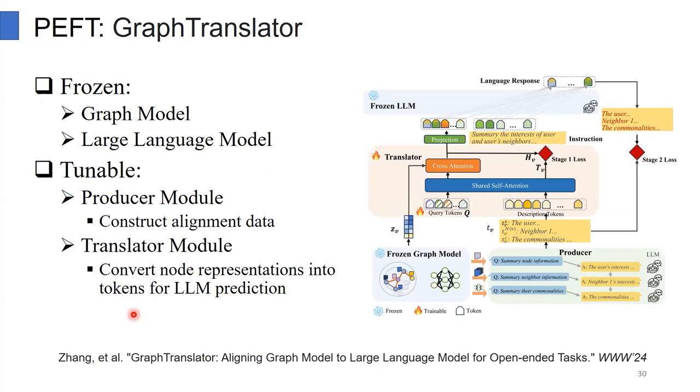One example is graph translator. So in their model, they actually freeze both the graph model and the large language model. They only tune the producer model and the translator model. The producer model is producing more data to enrich the original graph, to do better alignment. And the translator model is to convert the node representations into a form for the large language model to understand and predict. So they only tune these two parts without changing the large language model. So it's very efficient and requires much less resource.